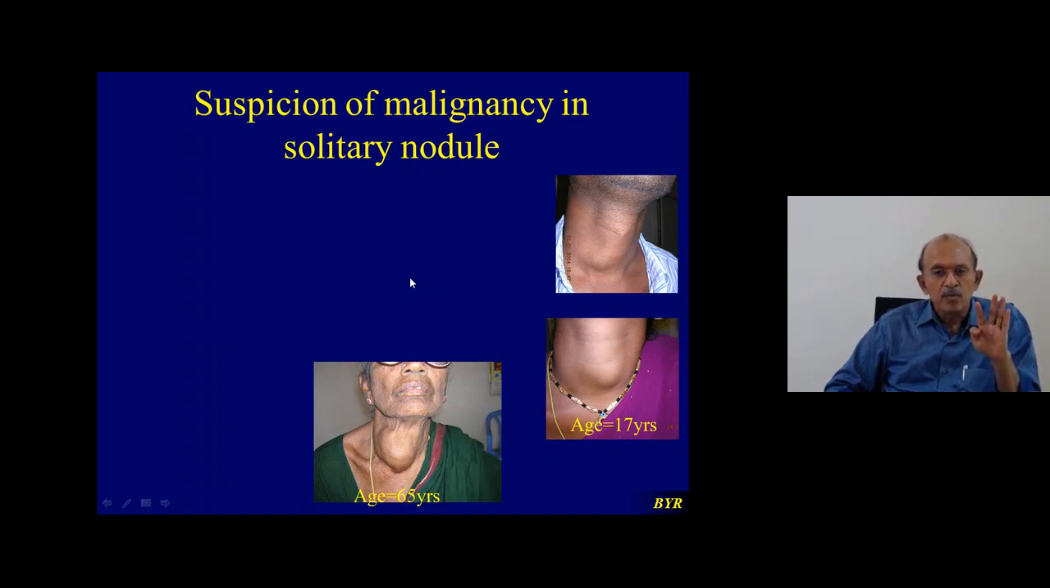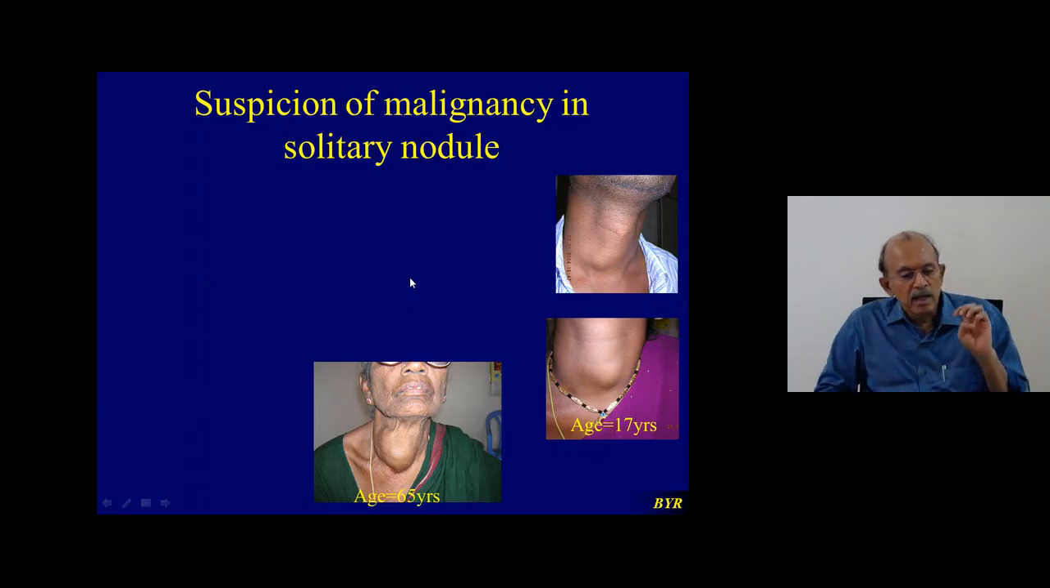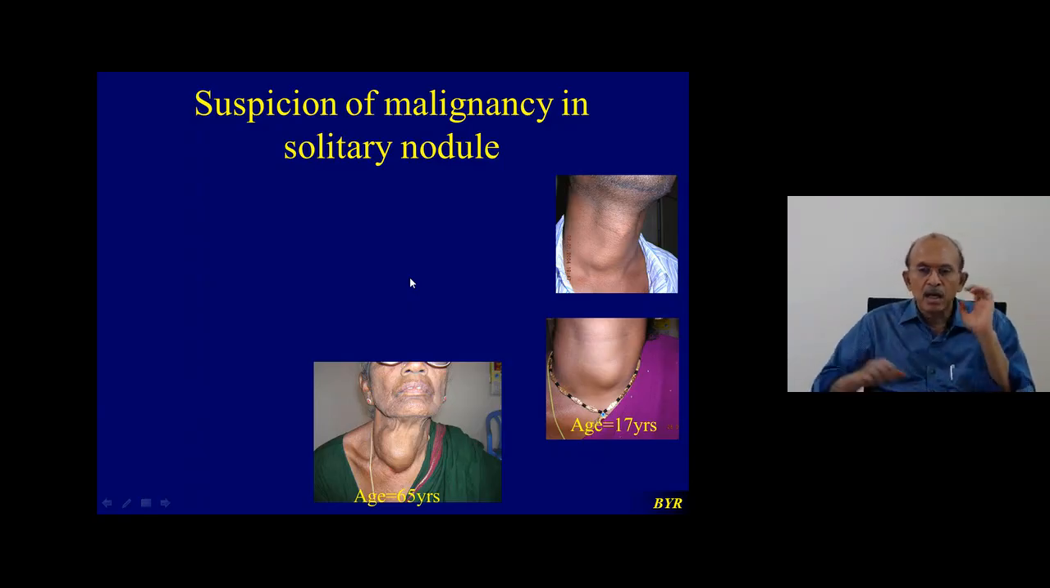Number four, rarely Hashimoto's disease. Whenever you say Hashimoto's disease, you must say rarely, because Hashimoto's disease usually manifests as diffuse goiter, not as solitary nodule goiter. So rarely Hashimoto's disease. And next is papillary carcinoma, differentiated carcinoma thyroid. Carcinoma thyroid also manifests as solitary nodule.